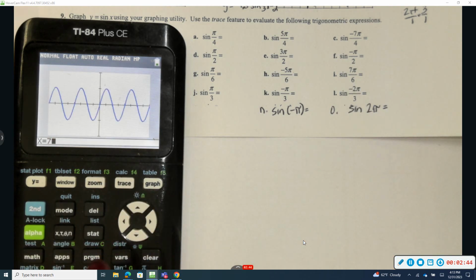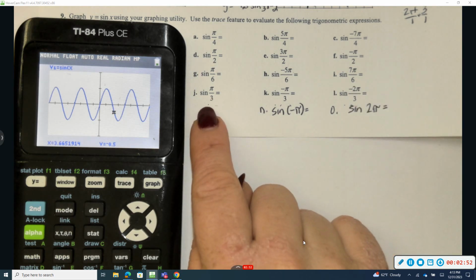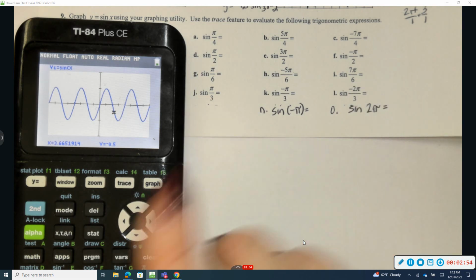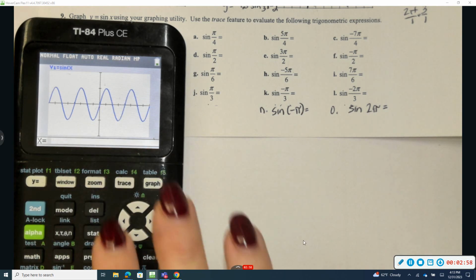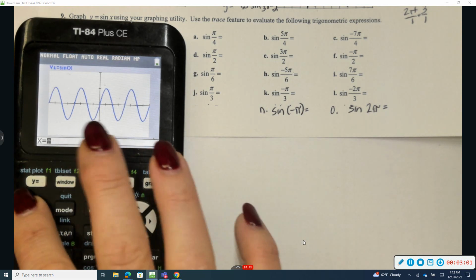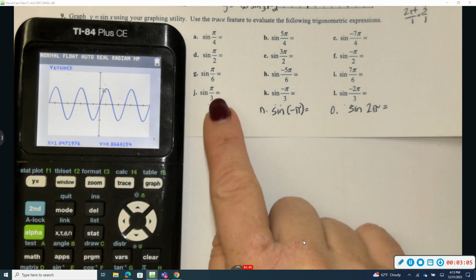Here we have 7 pi divided by 6. We have an answer again of -0.5. We'll learn more about that in an upcoming video. Let's go down to J. We have the sine of pi divided by 3, and we have 0.866 rounded.